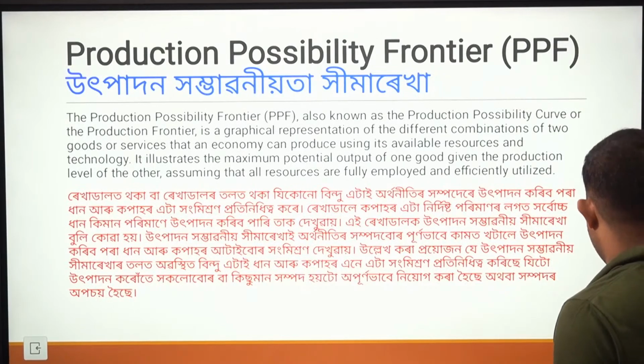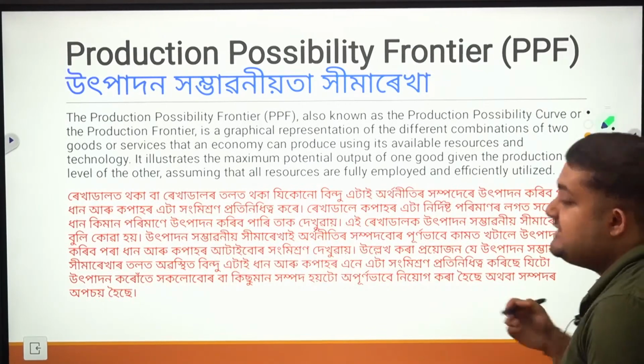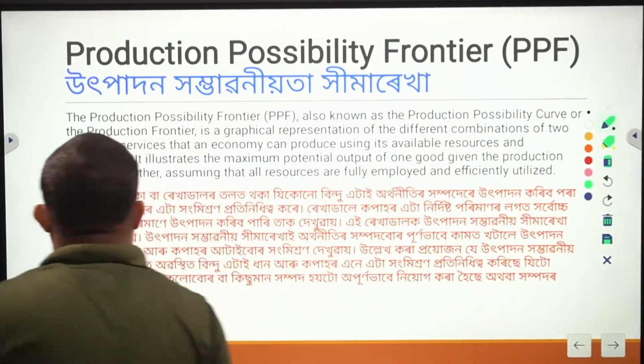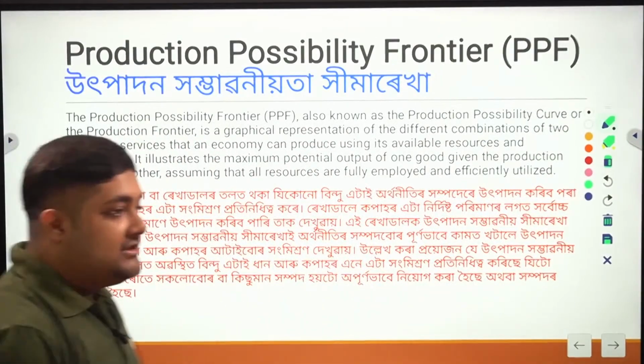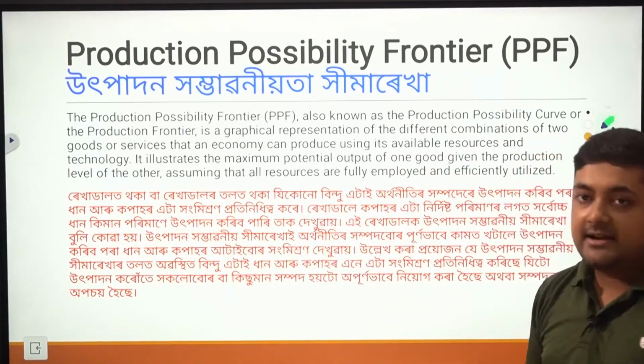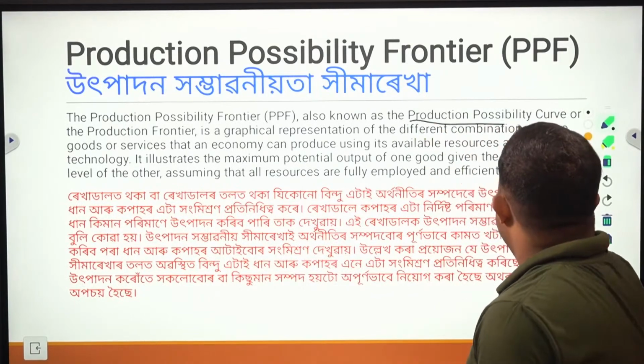So already we have studied in our last lecture what is the meaning of PPF. We have already seen what are the assumptions of PPF, yet we are going to recall once again. So production possibility frontier or PPF, this is also known as production possibility curve.